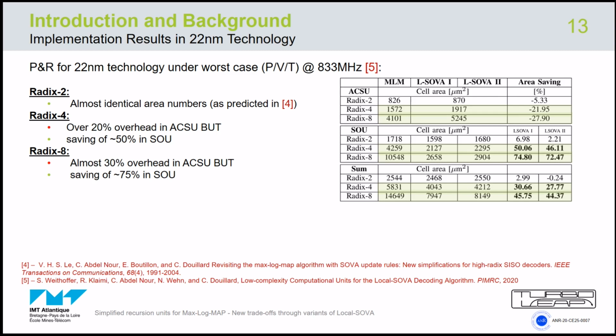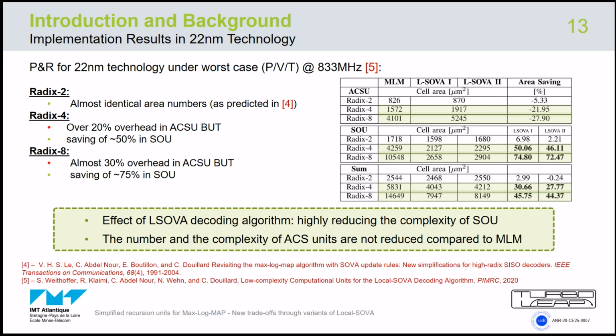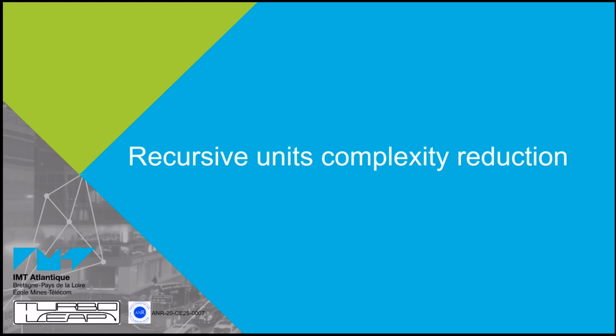To summarize this introductory part, the local-SOVA highly reduces the complexity of the soft output computation compared to the MaxLogMap, but does not reduce the number or complexity of the ACS units. Which brings me to the two new decoding algorithms, which are variants of the local-SOVA, which we proposed in order to reduce the complexity of the recursive units previously not addressed in the local-SOVA decoding algorithm.